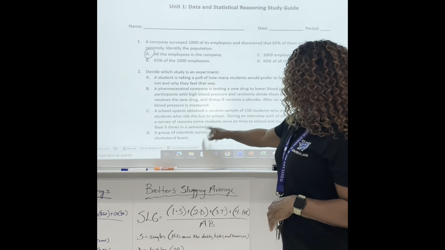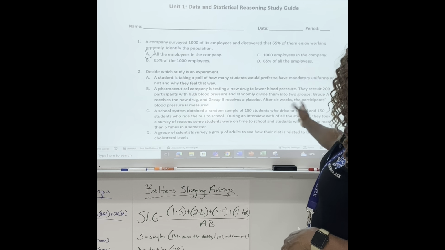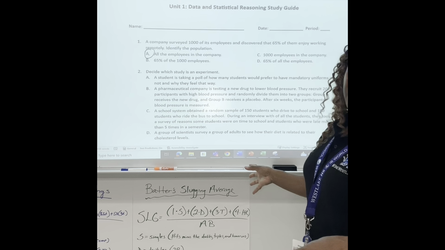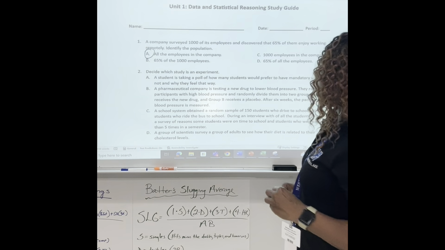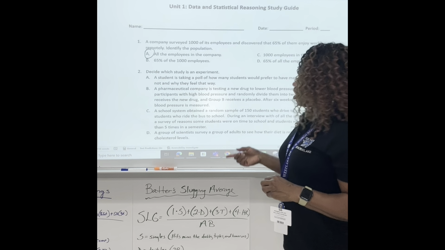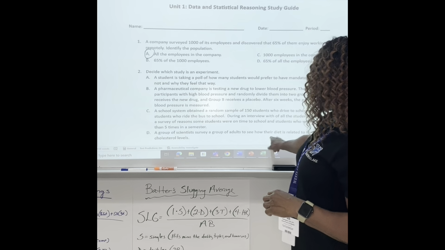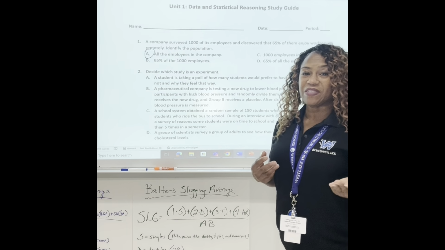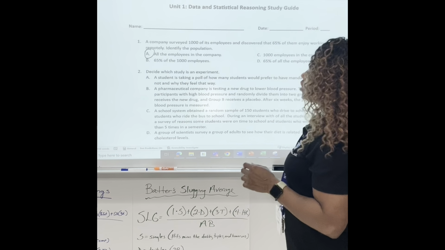Now choice C just said a school system had a random sample of 150 students. They did an interview, they took a survey. So that's not an experiment, according to the definition of experiment. And D, a group of scientists survey a group of adults to see how their diet's related to cholesterol. I don't see any independent or dependent variables here. So for this one, we would go with choice B.